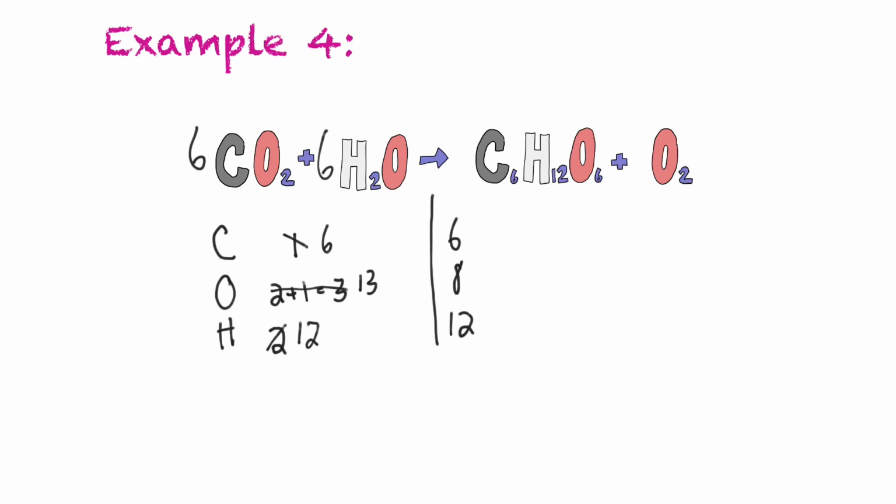And now we have 12 oxygens plus 6 more, so that's 18. So our oxygens aren't balanced yet. And we only have 8 on the other side. So if we figure out what we need, 18. So if we put a 6 here, we would have 12 plus 6, and that would be 18. So to balance this equation, it's 6 carbon dioxides plus 6 waters makes 1 molecule of glucose plus 6 oxygen.